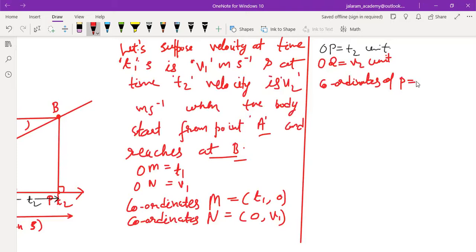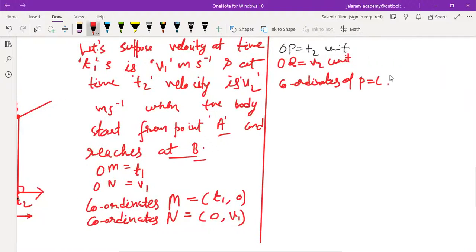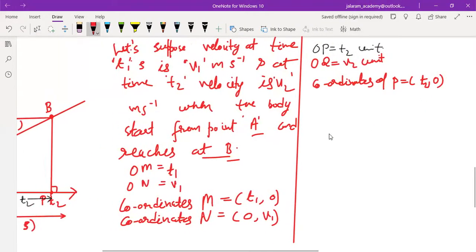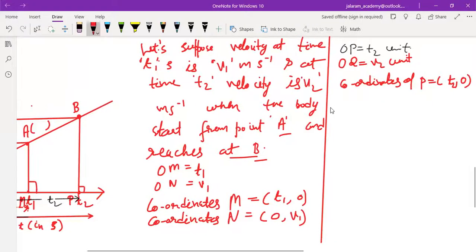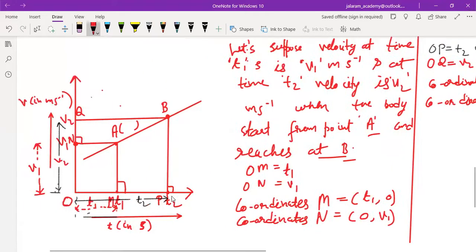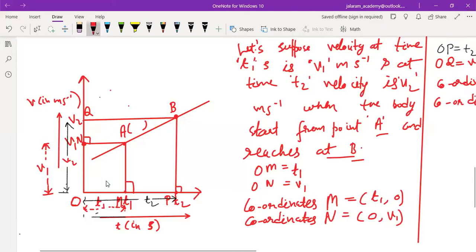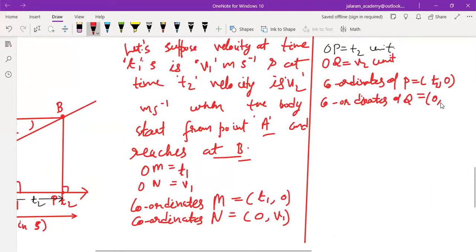Coordinates of P: clearly it is on x-axis at a distance of T2 unit from the origin, so T2 comma 0. Coordinates of Q: when we reach Q, we are not moving any distance along x-axis. So the abscissa will be 0 and the ordinate will be V2.